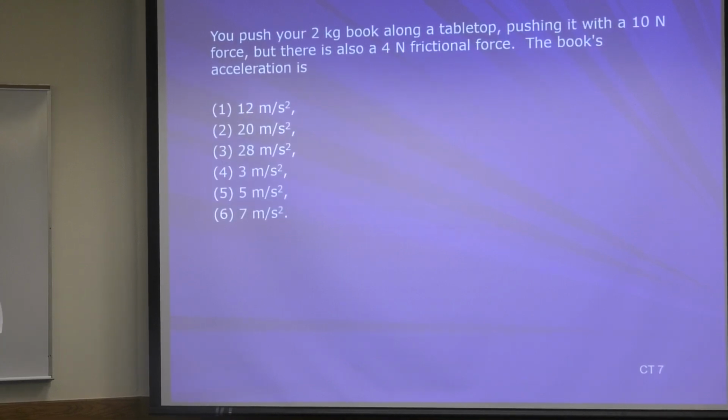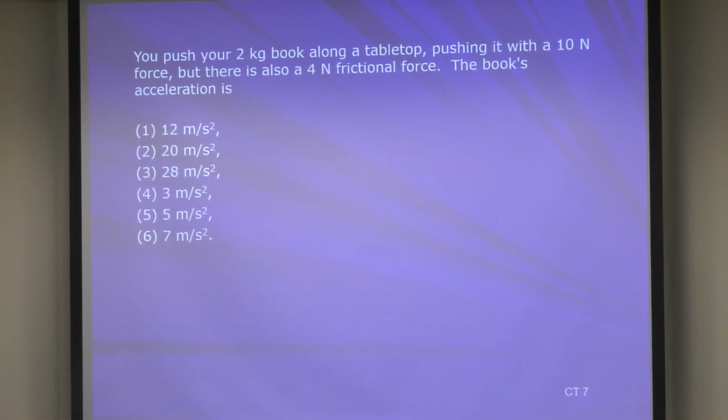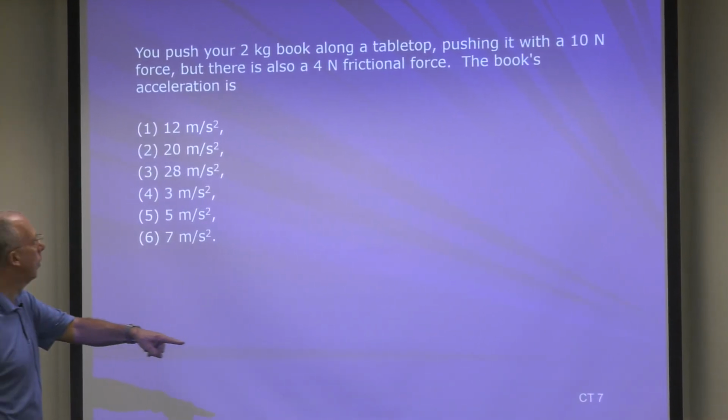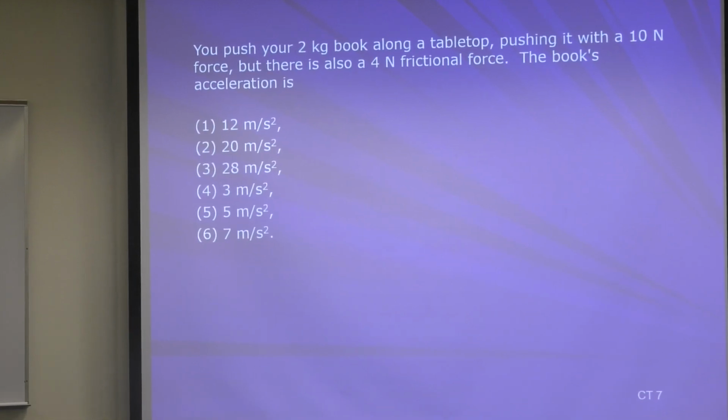Okay, you push your 2 kilogram book along a tabletop, pushing it with a 10 Newton force, but there's also a 4 Newton frictional force. So what's the acceleration? So everybody stop your video and figure it out.